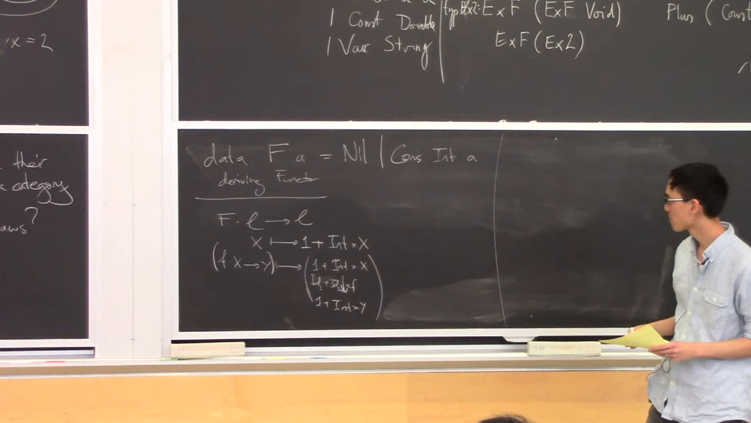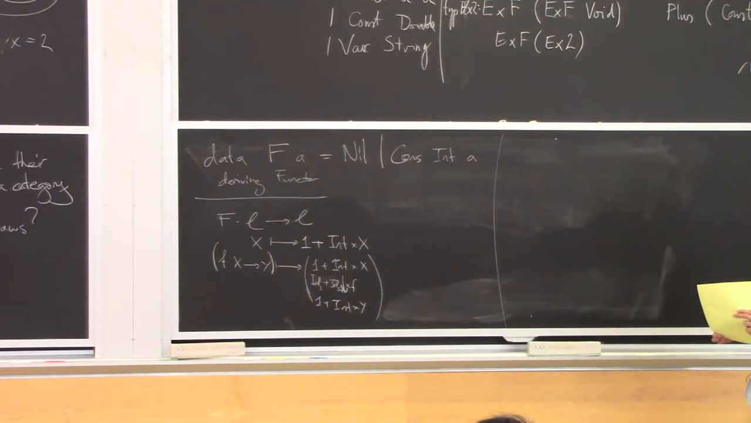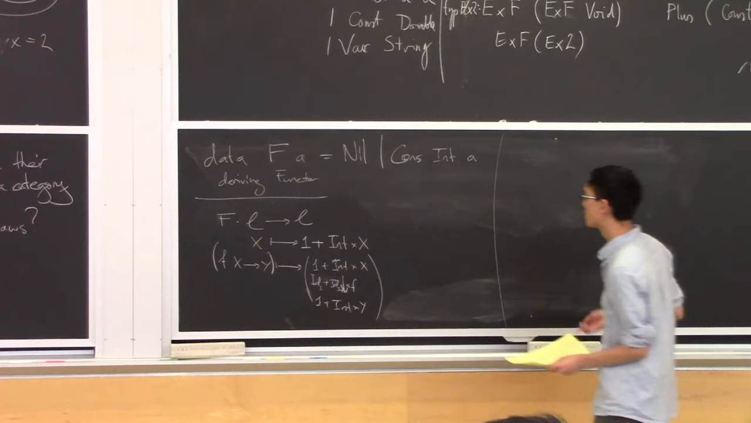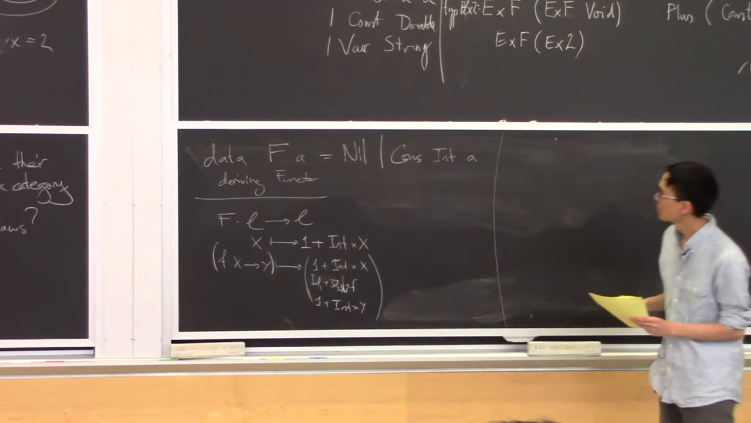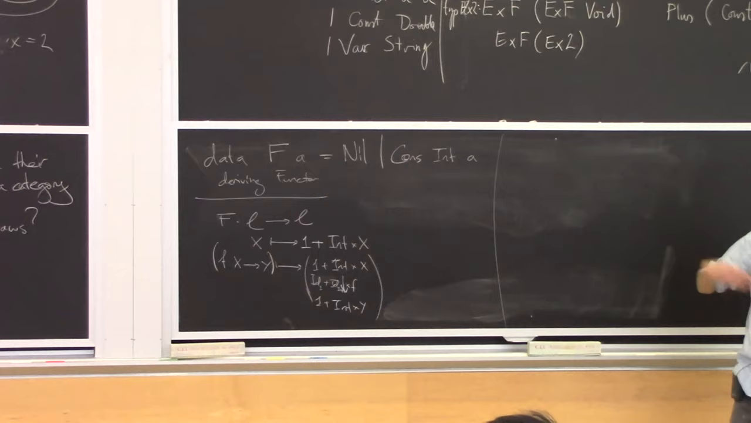Let's see if I can come up with one very quickly. Yeah, exactly. Afterwards. Let me give you first examples of things that are algebra morphisms via some construction, and then we'll talk about examples of things that aren't.